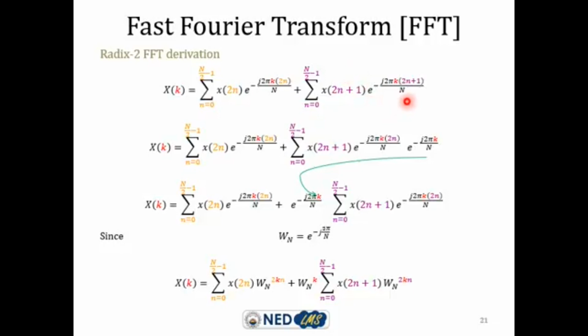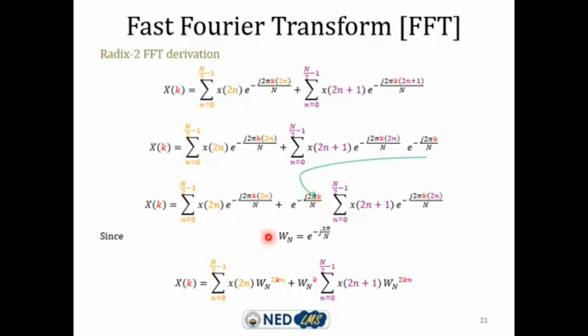Now here you can see this complex exponential function contains two terms which can be written separately like this one, and this exponential minus j2 pi k over N is basically a constant for a given k, so it can be taken out of the summation and we can write this factor outside the summation like this one.